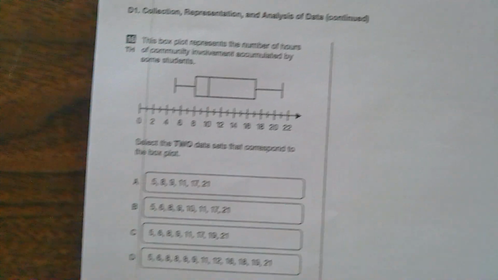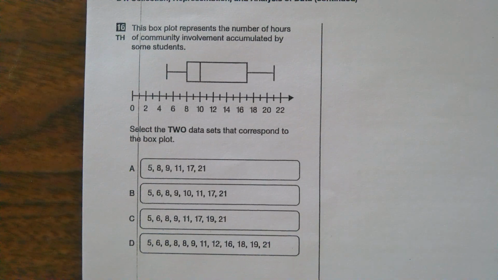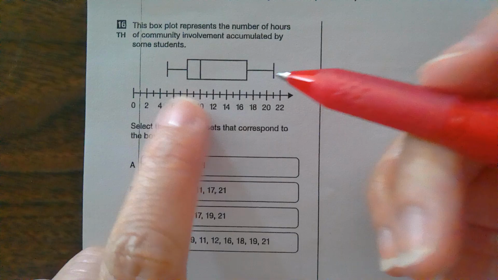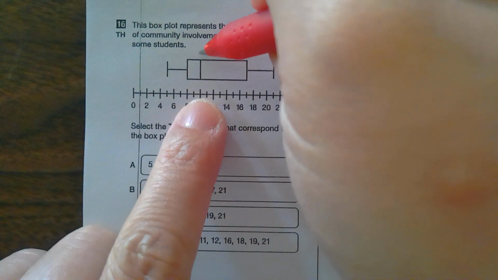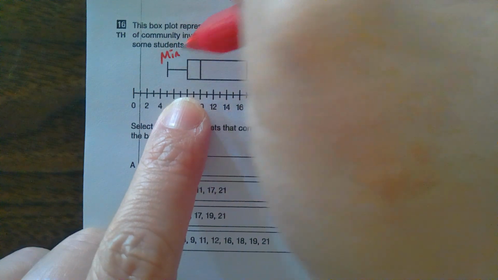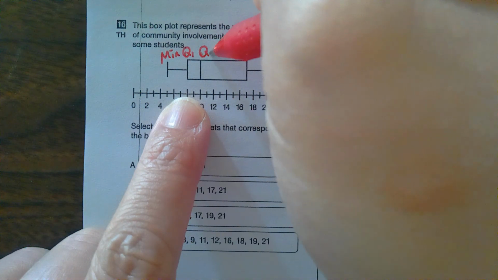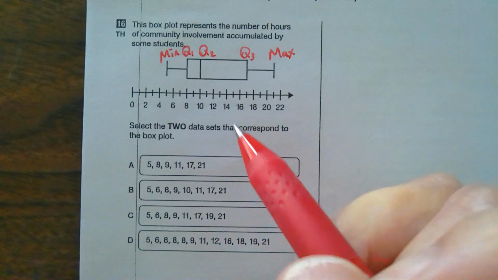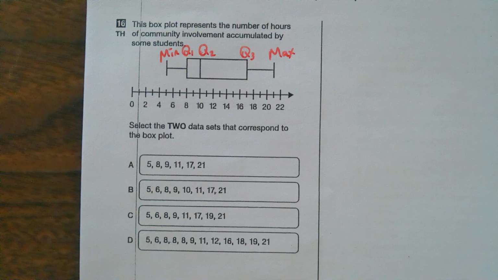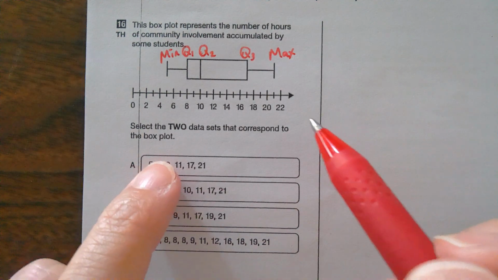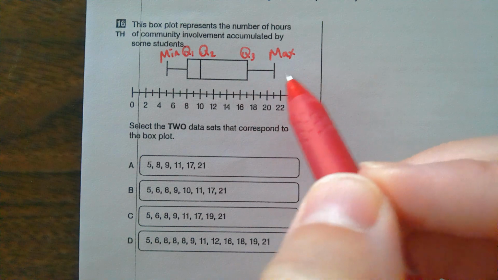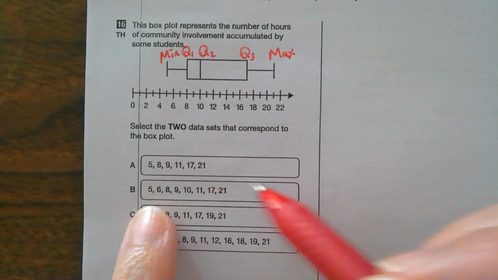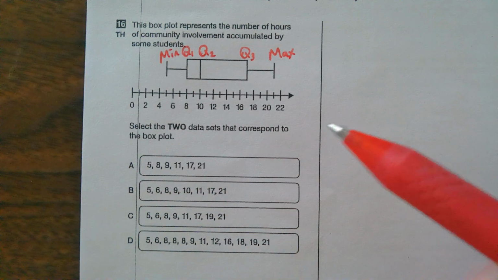Number 16 is annoying because it seems like an easy question, but it's actually a hard question. You're given this box plot right here. You can tell that this is min, Q1, Q2, Q3, and max. Which two data sets correspond to this data? If you just take these numbers, it's not necessarily that those numbers are the set. You actually have to calculate the Q1, Q2, and so forth.